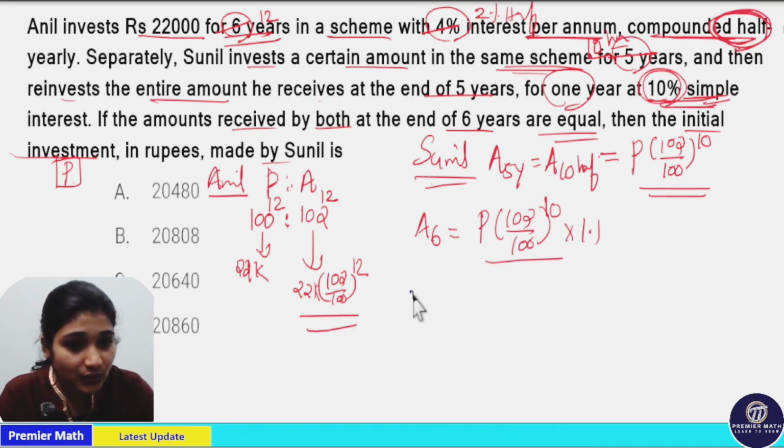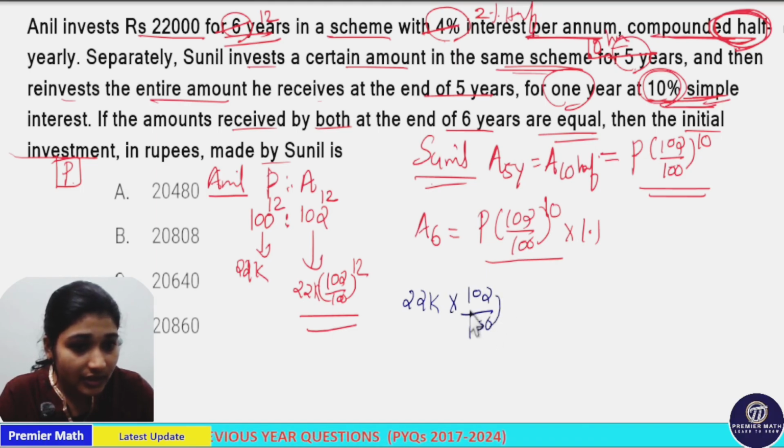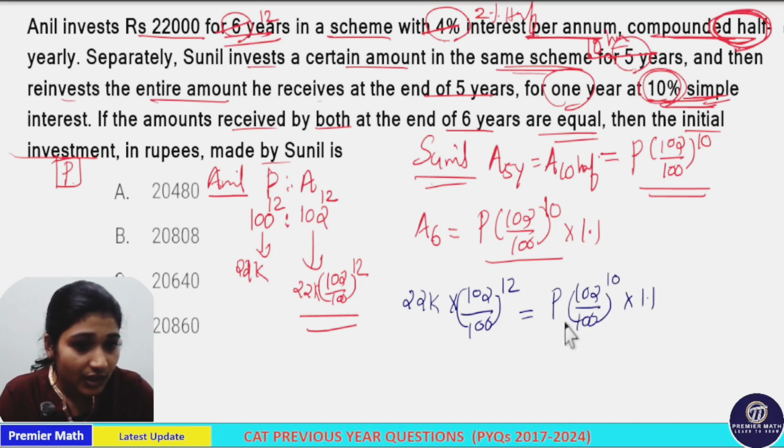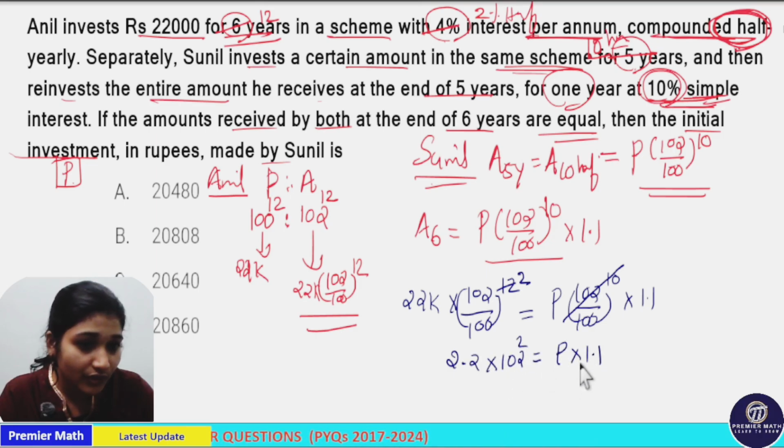When you equate these two, 22,000 into (102 divided by 100) the whole raised to 12 is equal to P into (102 divided by 100) the whole raised to 10 into 1.1. Now this cancels here 2 times. So 100 squared means 10 raised to 4. If you cancel 22,000 with 10 raised to 4, this will become 2.2. So 2.2 into 102 squared is equal to P into 1.1.